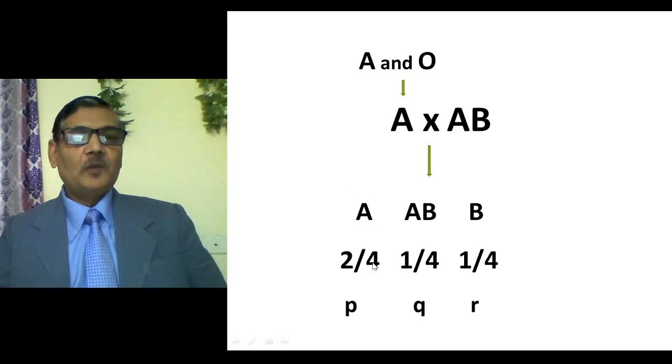Its chance will be 2 by 4, because this fellow is heterozygous. So his IA may combine with IA of the mother's side, which will give blood group A. Likewise, IO will combine with IA, and in that case also blood group A will be there. And IA may combine with IB, so in that case the blood group will be AB, and then IO may combine with IB, and the blood group will be B.